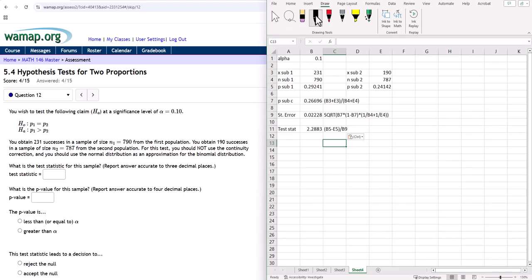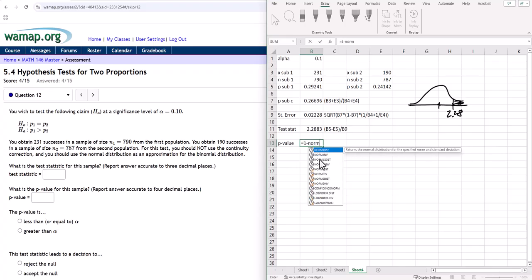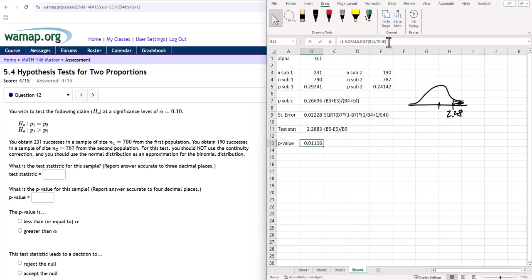Now, figuring out my p-value, I've got a normal distribution. My test statistic is 2.28, and this is a right-tailed test. So we're looking for that area over there for our p-value. So we're looking for the area to the right. Excel is limited to the area to the left. So I'll do a normal standard distribution, click this guy and true. And we get that area to the right.